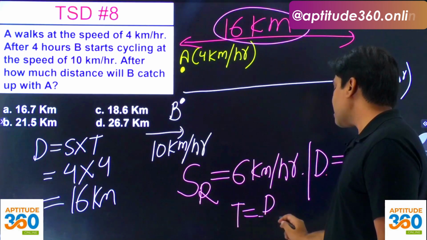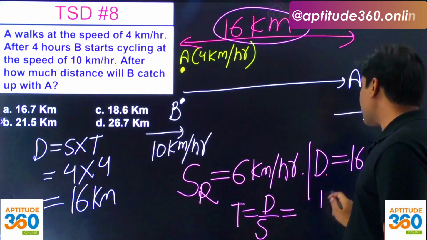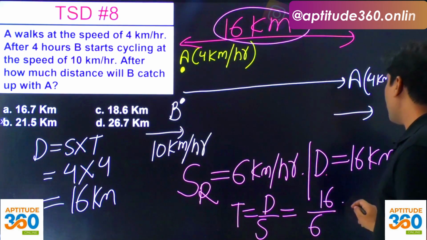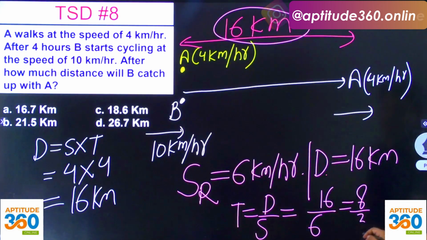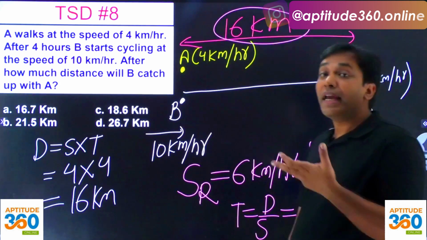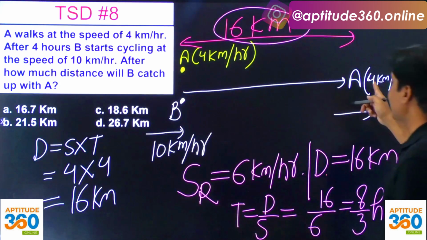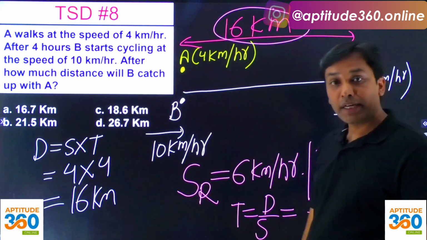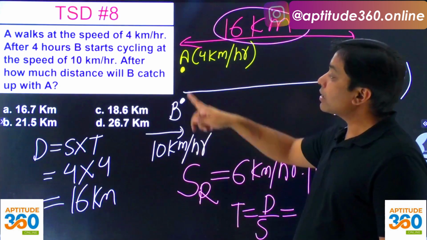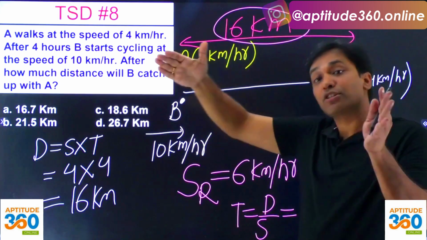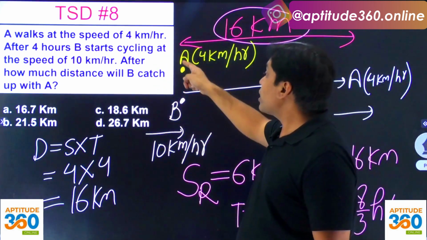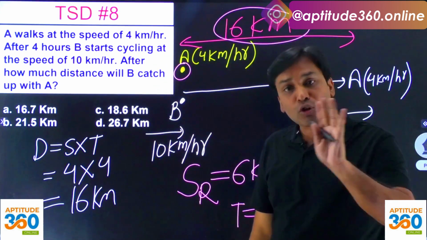Time is going to be distance upon speed, which is 16 upon 6, which is going to be 8 by 3 hours. What does this mean? It means that in 8 by 3 hours, B certainly is going to catch up with A, right? Now what was asked in the problem? What is going to be that distance? What will be the total distance from the starting point? That is not going to be 16.